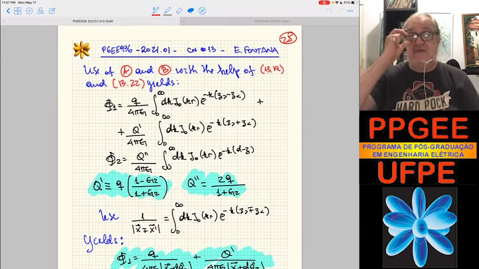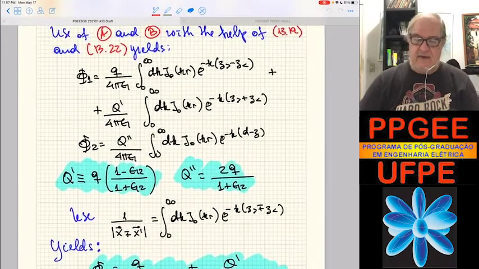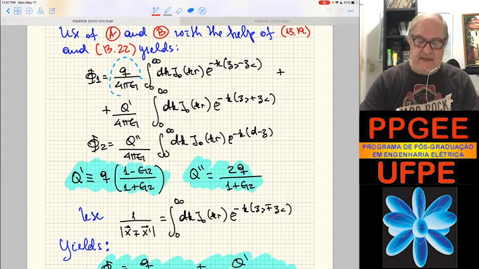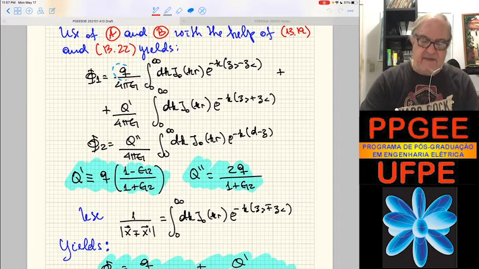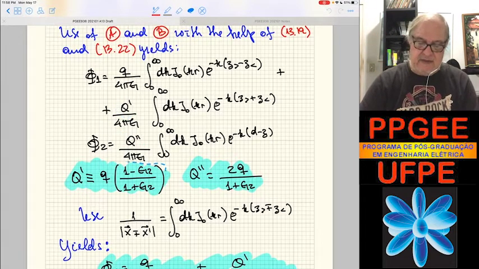So after we complete the problem, you can just write the potential in this form here. This is the Q originally given. I have defined here a Q prime, capital Q prime, and a capital Q2 prime. These are obtained from the solution of the problem, okay? So these are the Q prime and Q2 prime.